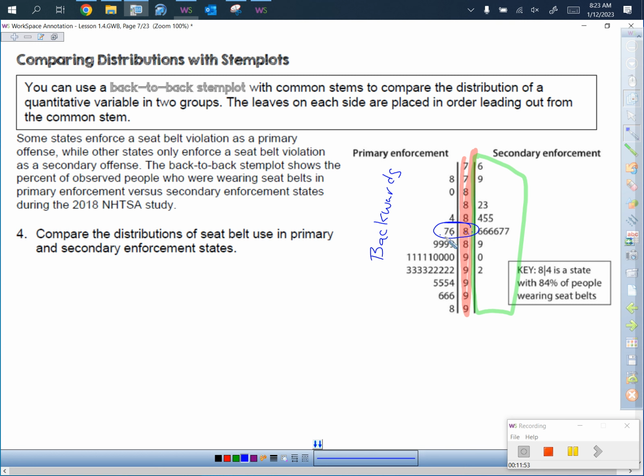Compare the distributions of seatbelt use in primary and secondary enforcement states. So here's what this is. Primary enforcement is like the first time that they got pulled over. The secondary is, oh, we've pulled you over before, kind of thing. Let's see what happens on this. When they say compare the distributions, your homework program is going to have it all set up for you. But that's that SOCV thing again, where we've got to do shape, outliers, center, and variability.